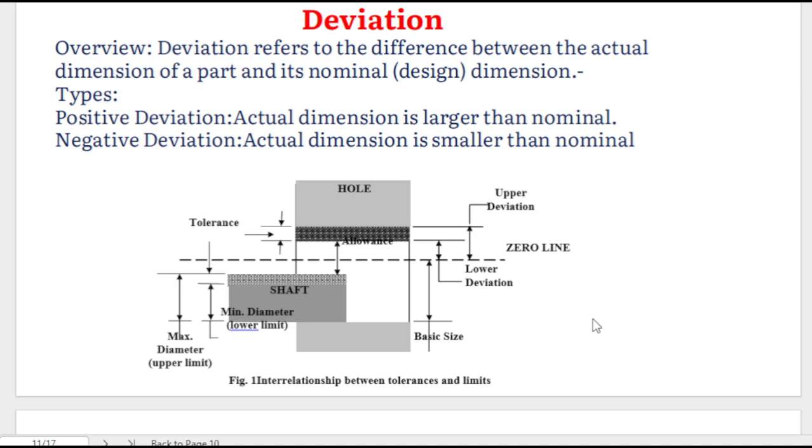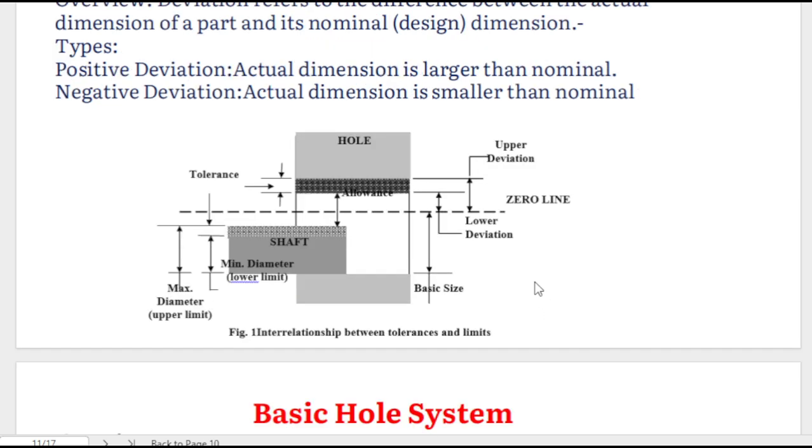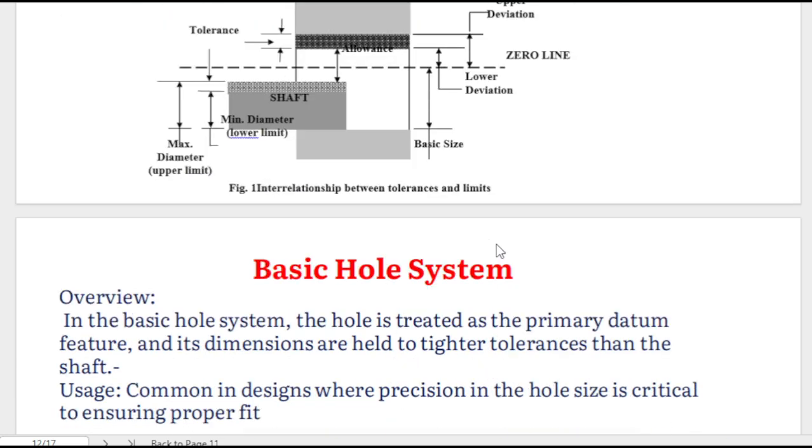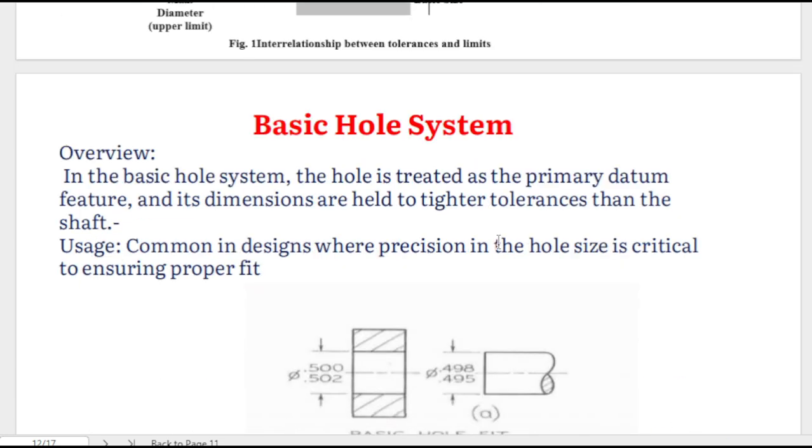We can see the deviations in detail in this sketch on the screen. This is the upper deviation. This is the lower deviation. This is also called positive deviation, and this is also called negative deviation. Let us move to the next point.